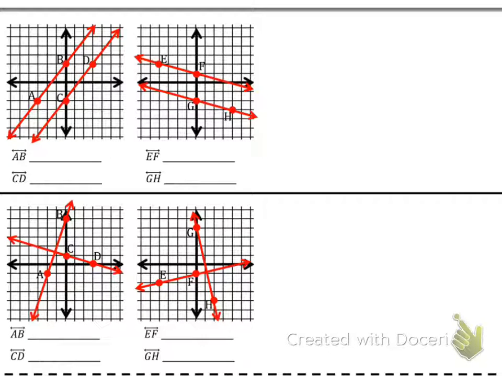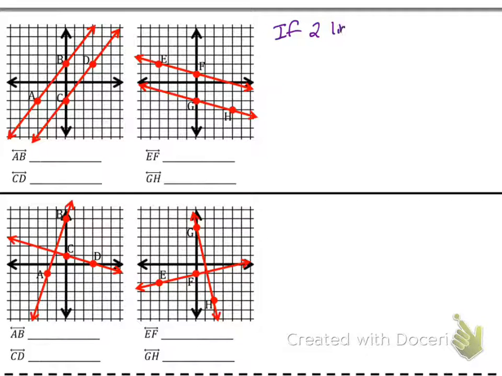All right, this is for the green foldable on parallel and perpendicular lines. And so this is what is on the inside. So if I have parallel lines, okay, we're going to have our little sayings here.